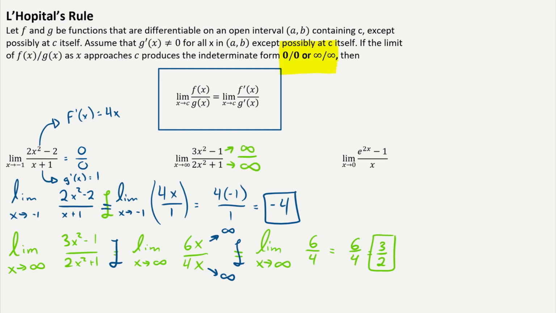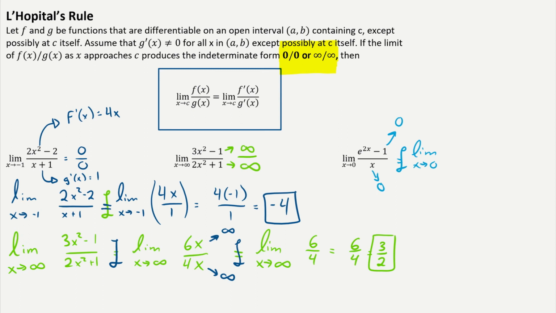Okay, now we'll try this last one here. This is the one that we couldn't do before because we did not have the algebraic techniques to solve it. However, it is indeterminate because it's 0 over 0. So let's do L'Hopital's rule. So the limit as x approaches 0, applying L'Hopital's.